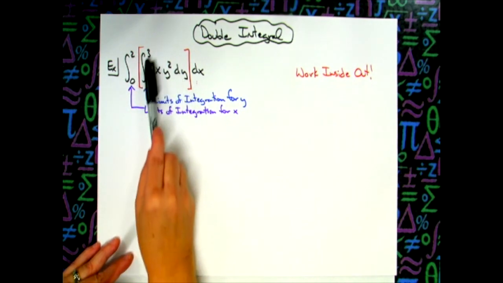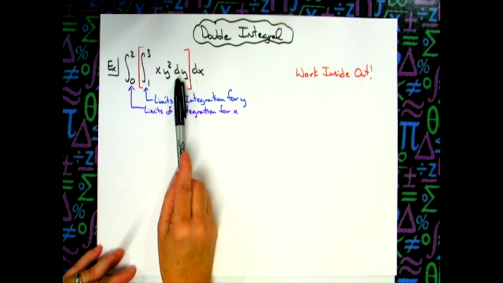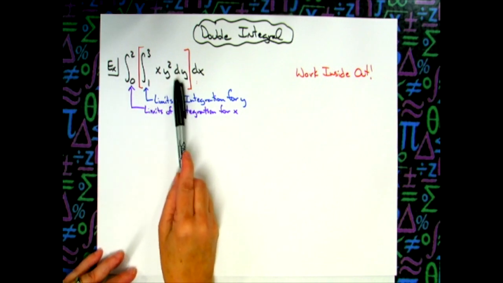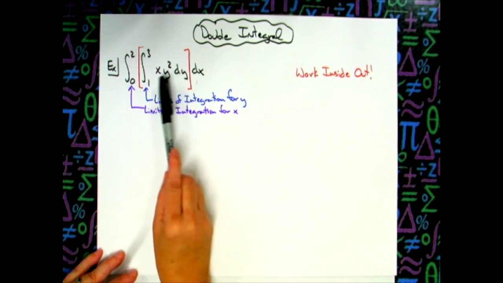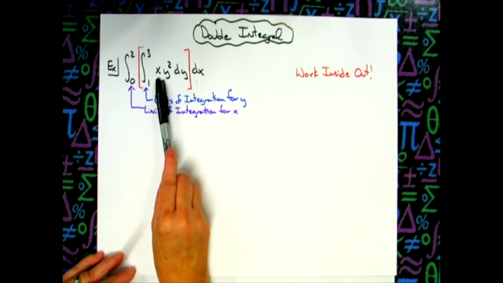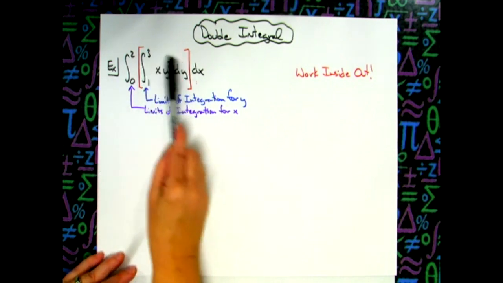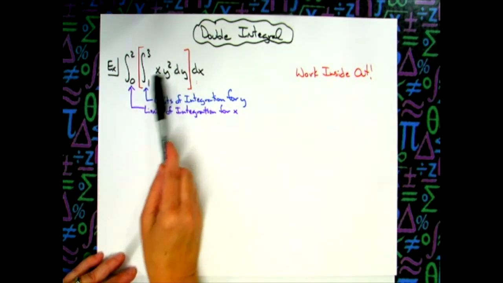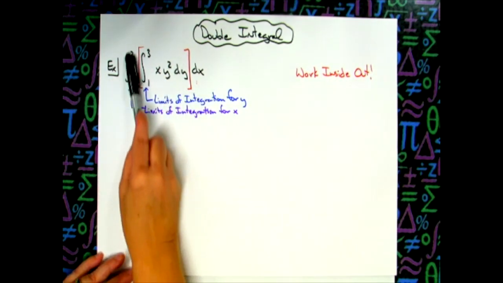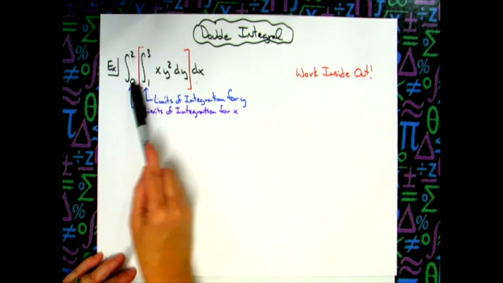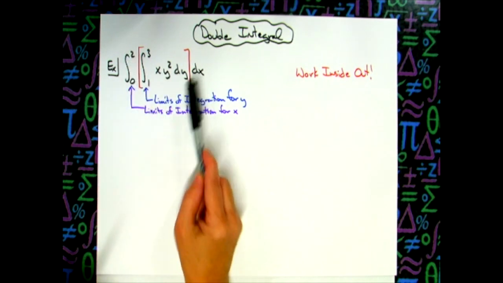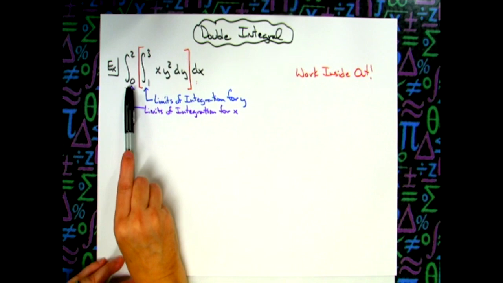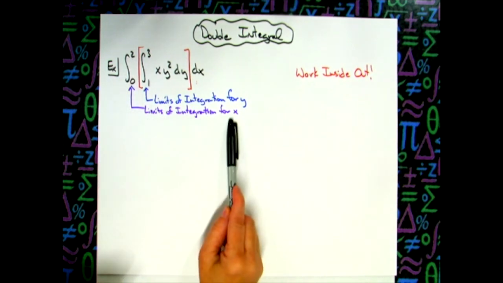This 1 and 3 are limits of integration for y. And when we integrate in terms of y, our x here is going to be treated as a constant. We will evaluate this in step 1, working on the inside out, and then we will replace that and do a second integral with the 0 to 2 and the dx. That means that the 0 and the 2 are limits of integration for x.